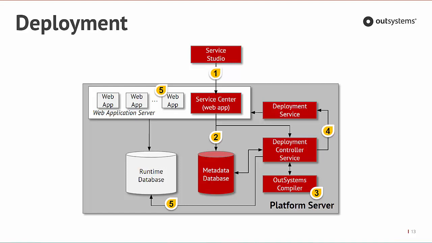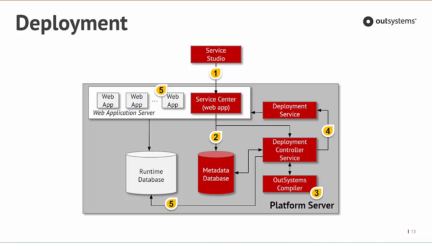First step, upon request from Service Studio, and this happens through Service Center actually, or directly through Service Center, and eventually LifeTime as well. The deployment controller service begins the compilation of the space. So number 1 is Service Studio requesting uploading a file to Service Center and requesting that to be deployed or to be published.